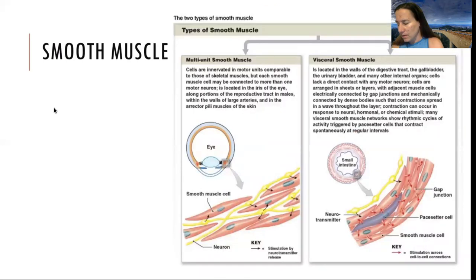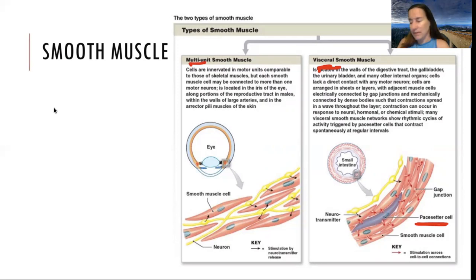Depending on what's controlling it, we've got multi-unit, and then we've got our visceral, our guts. Sometimes in the visceral, we're going to need something called a pacesetter cell. When you are moving your food through your GI tract, when we go into A&P 2, you aren't controlling this, but your food is going to move. The muscles in your intestines are going to move the food through in these wave-like motions, this peristalsis, and everything is coordinated and whipping along there.